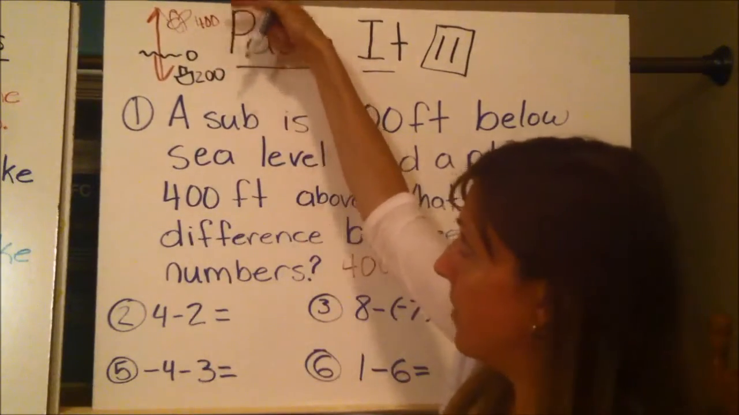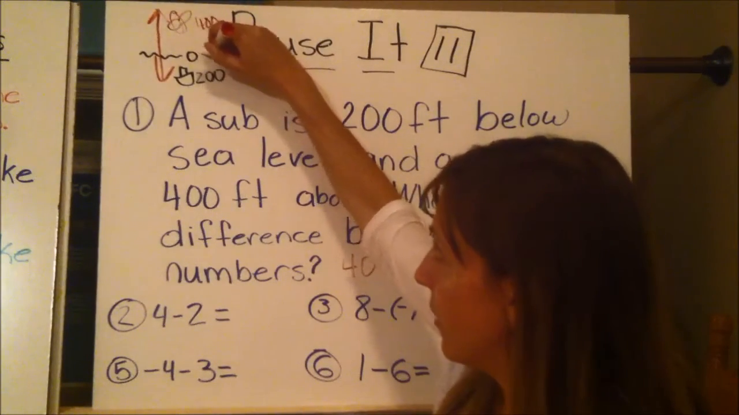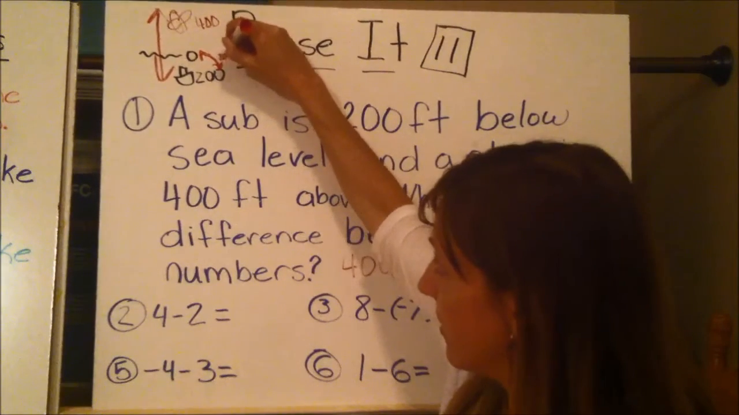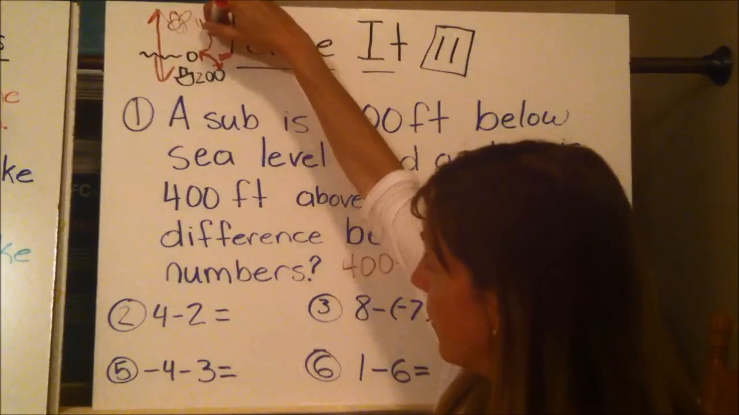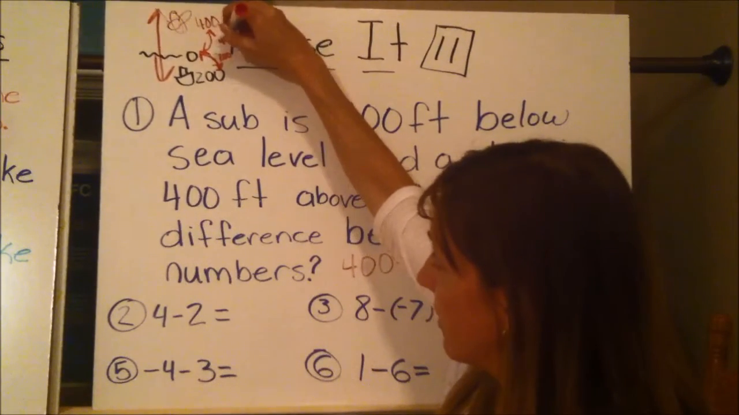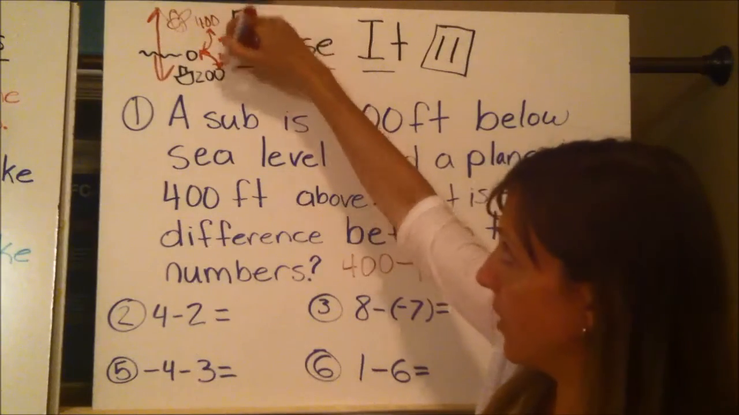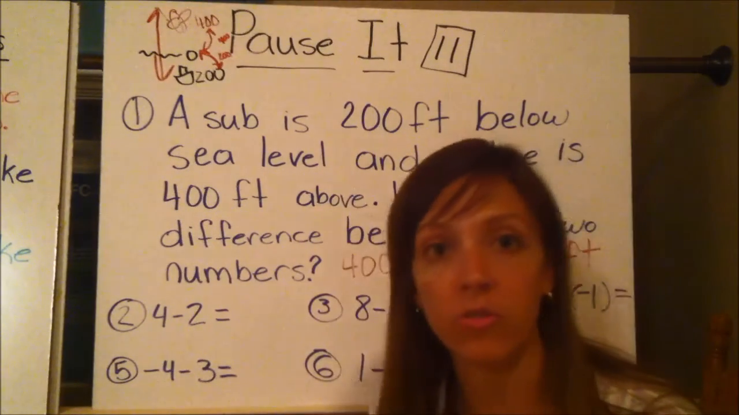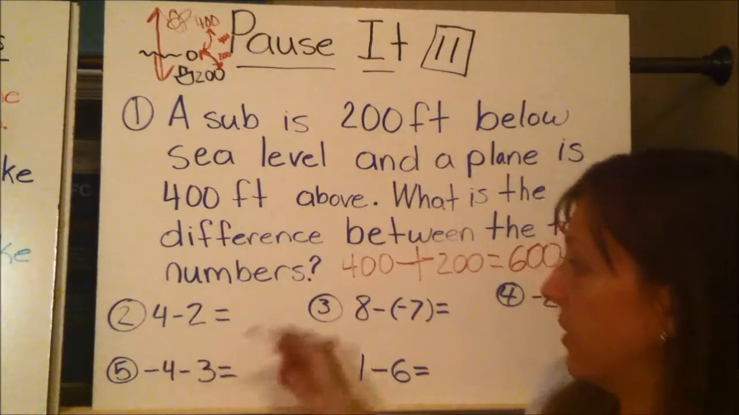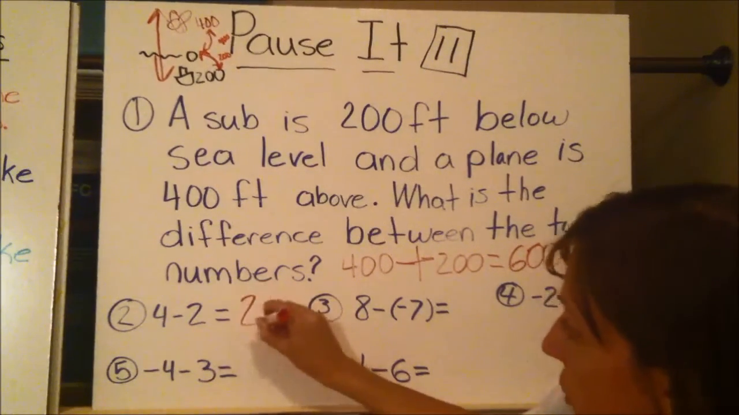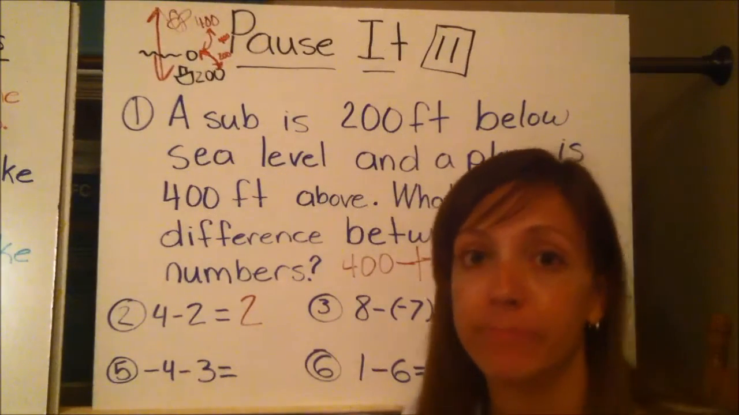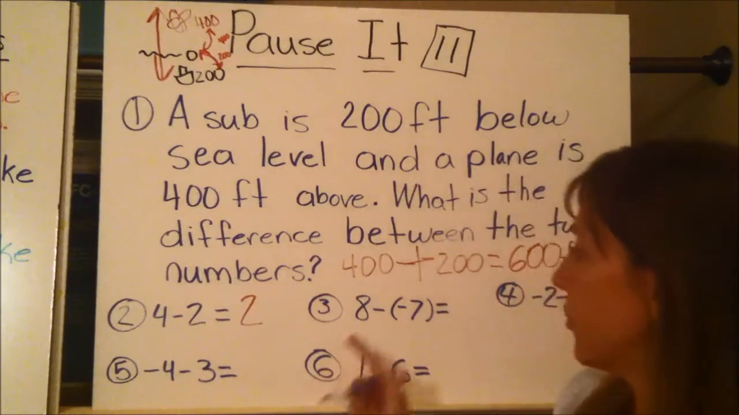Also, looking at it from this perspective, 0 to 200, I know the distance is 200. From the 0 to the 400, I know the distance is 400. Altogether, from here to there, the 400 and 200 is 600. 600 feet. 4 minus 2 is 2. Easy. You've been doing this for years and didn't even know you were adding and subtracting integers.